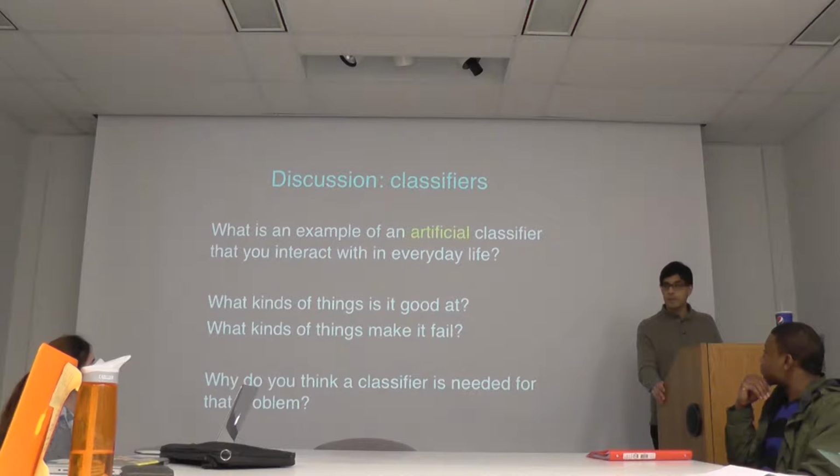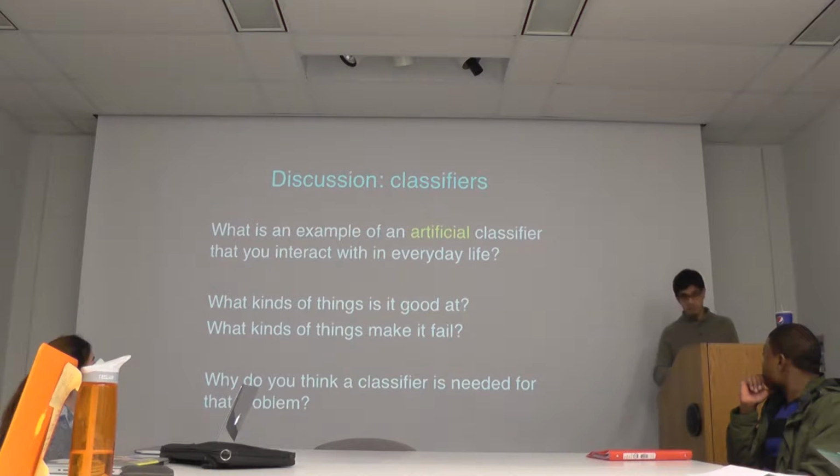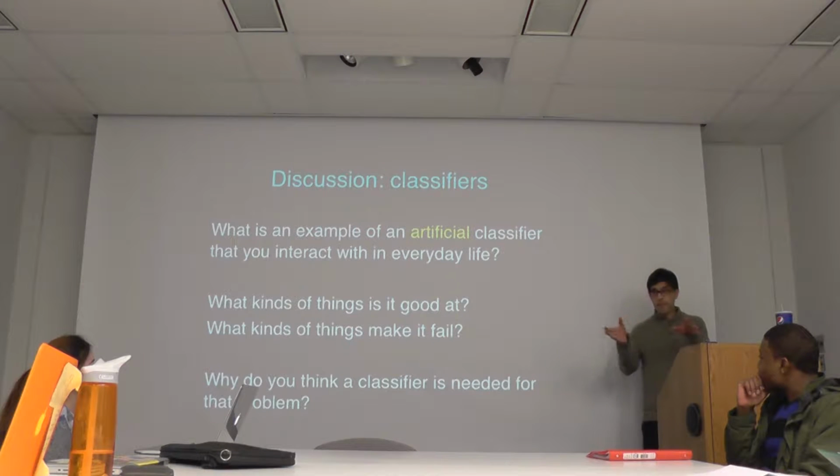Like we did last time, turn to your neighbors in a little group of 3 or 4 and bounce the ideas off each other. What are examples of an artificial classifier that you actually interact with in your everyday life? These days, I can say with some confidence that we all interact with them in our everyday lives. And some of the more interesting questions are, for the examples that you and your discussers find, what are the things that they're good at?